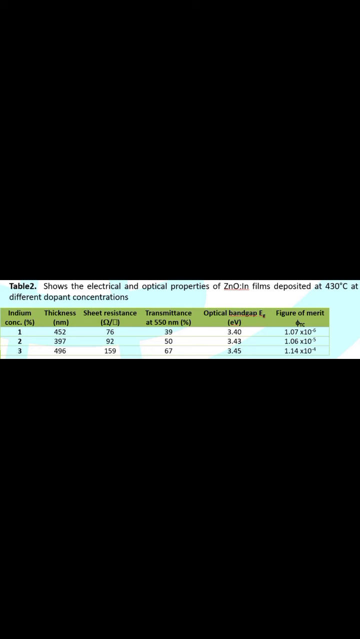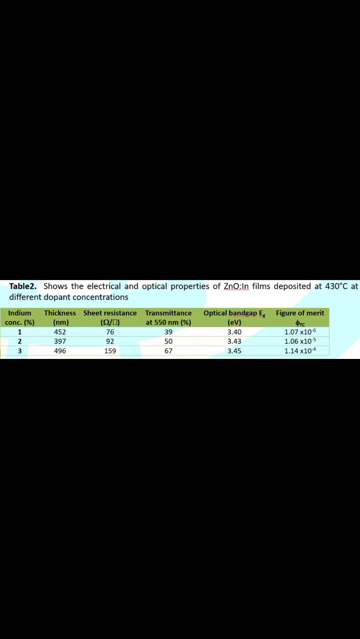Conclusions. Zinc oxide indium thin films have been deposited by chemical spray on soda lime glass substrate. The effect of indium incorporation on structural, morphological, and optoelectrical properties of zinc oxide film was investigated. All the deposited films were polycrystalline in nature. The indium incorporation affects the resistivity of zinc oxide films.